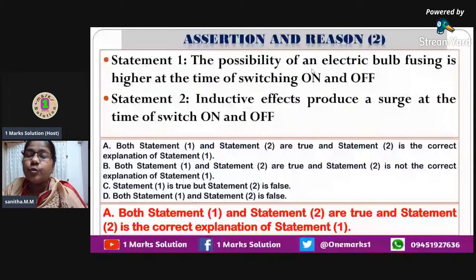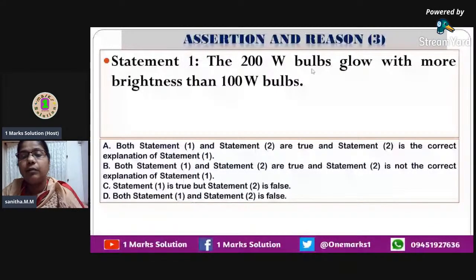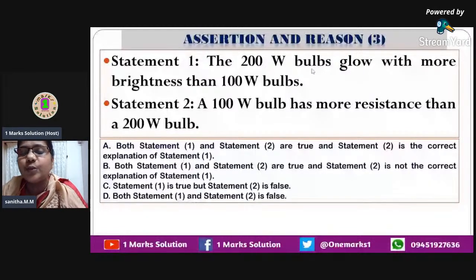The 200 watt bulb glows with more brightness than the 100 watt bulb. Yes, is it so? The 200 watt bulb, that means the power will be more; the 100 watt bulb, the power will be less. And the relation between the resistance and the power is P is equal to V squared by R. And then we'll go for statement 2: a 100 watt bulb has more resistance than a 200 watt bulb. Why is it like that? Because P is equal to V squared by R, the equation I just told. That means power and resistance are inversely proportional.